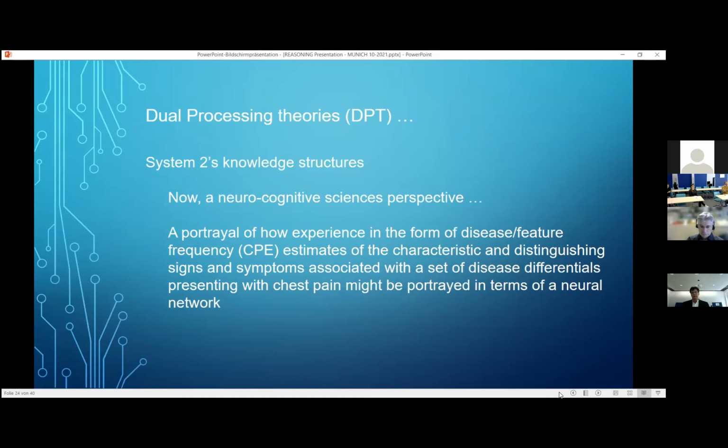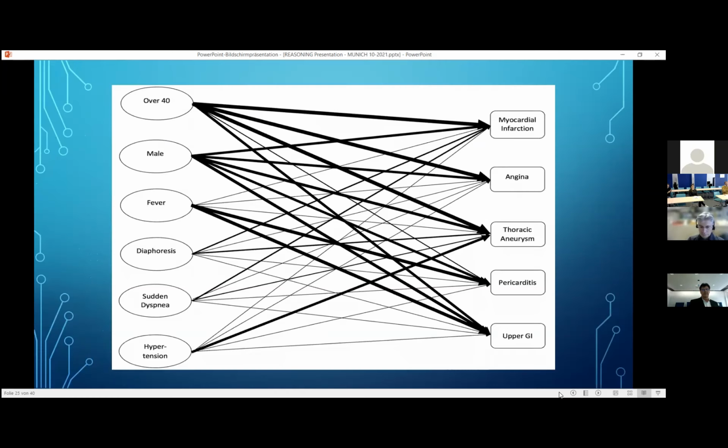Now we're going to give you a sense of what this might look like from a neurocognitive sciences perspective. This is the transformation of weights or gestalt of frequencies into neural weights. So let's take over 40. Over 40 has 5 lines radiating from it to these 5 diseases. And notice, and I'll use my pointer here, that this is a thick line, a thick line, a thick line, and then there's a thin line and a thick line.